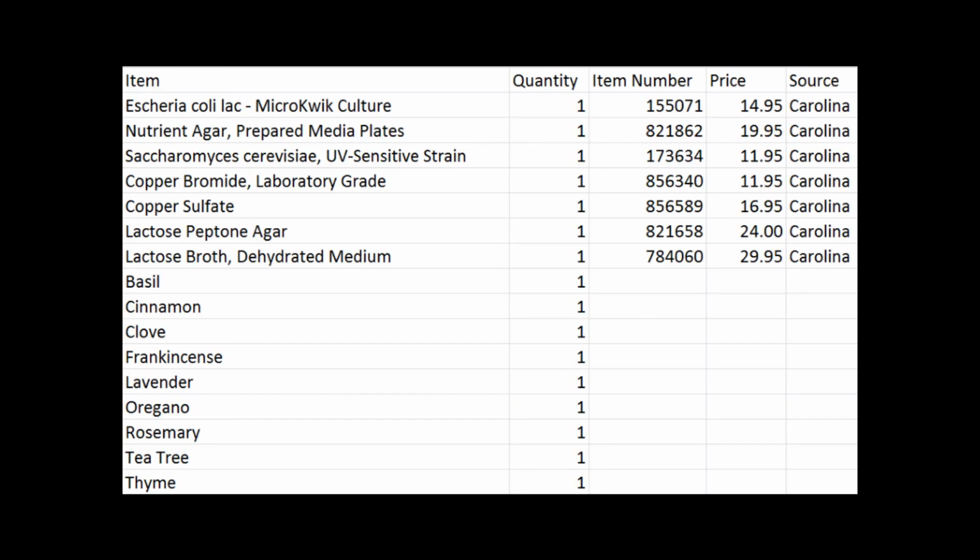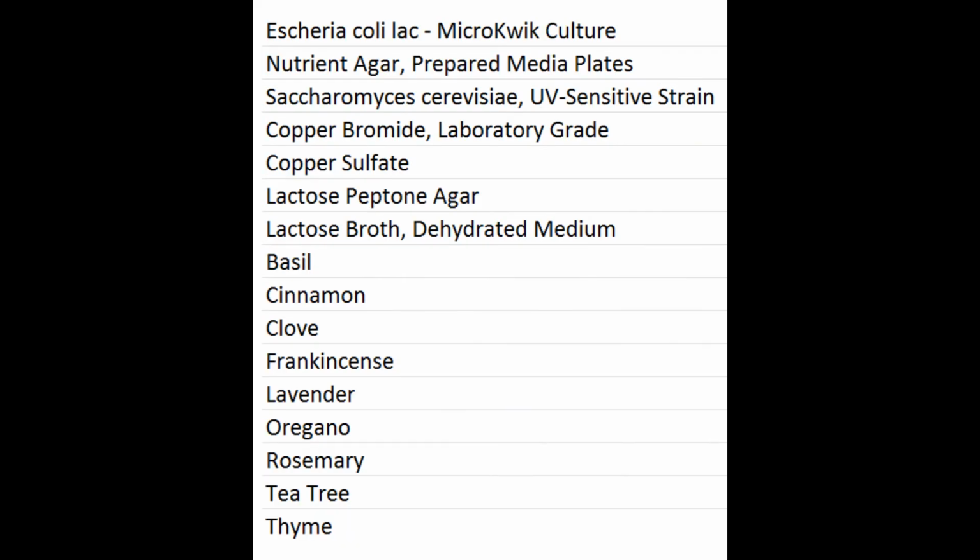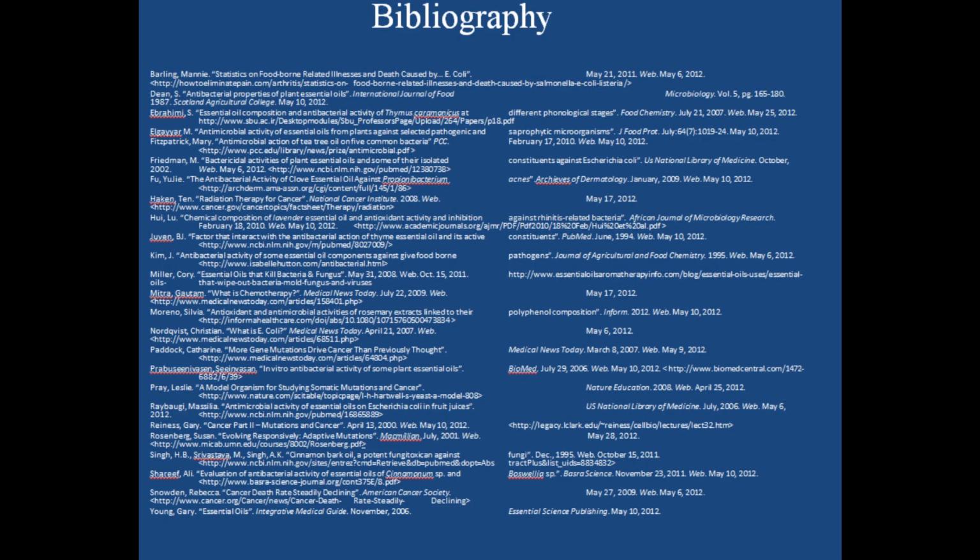The budget for this project includes the E. coli strains, nutrient agar, Saccharomyces cerevisiae strains, copper bromine, copper sulfate, lactose peptone agar, and the 9 plant oils. The goal of this study is to determine if various natural plant extracts are effective against adaptive mutations in E. coli and Saccharomyces cerevisiae.